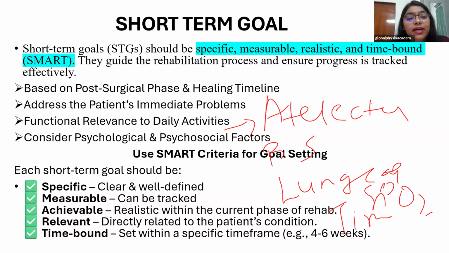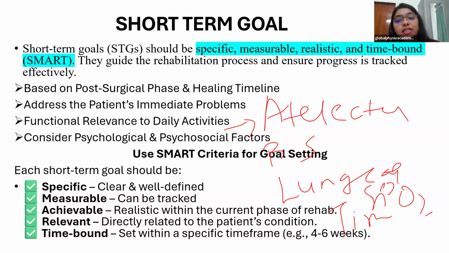So basically you are preventing the complication, which is your short-term goal. So whatever short-term goal you decide, that's okay, as long as you are making a SMART goal. Okay, for example, another is the sputum reduction. You have a complication prevention.